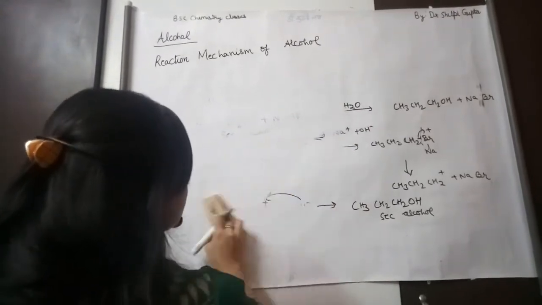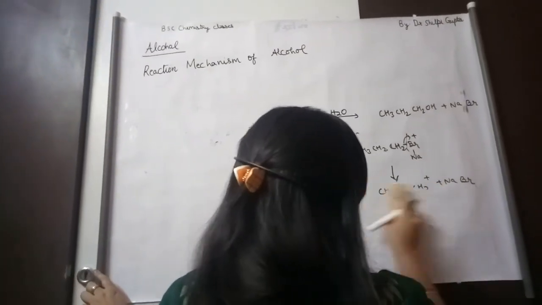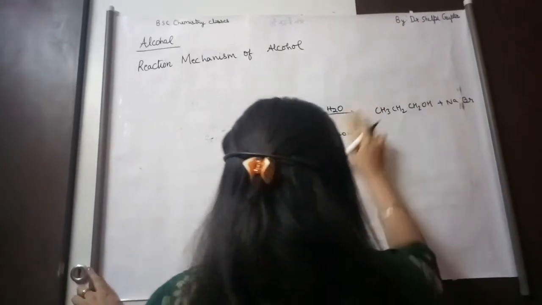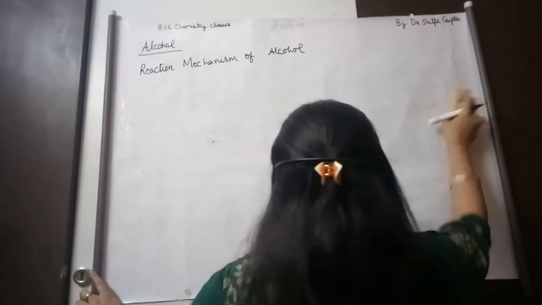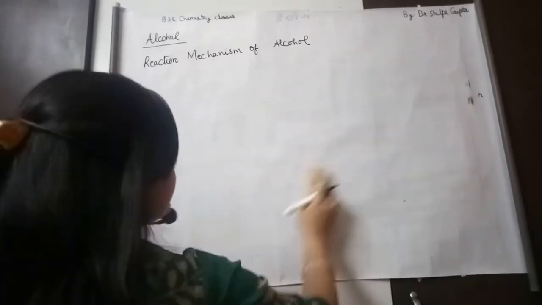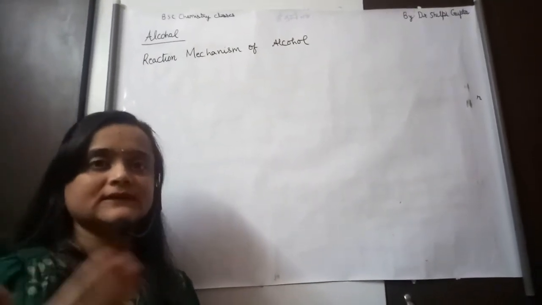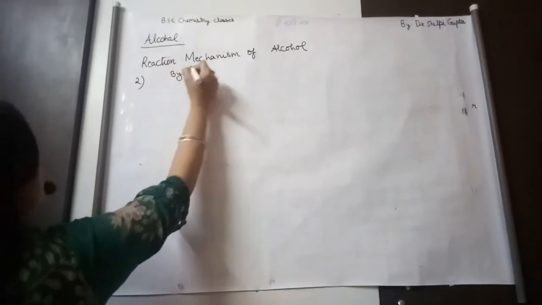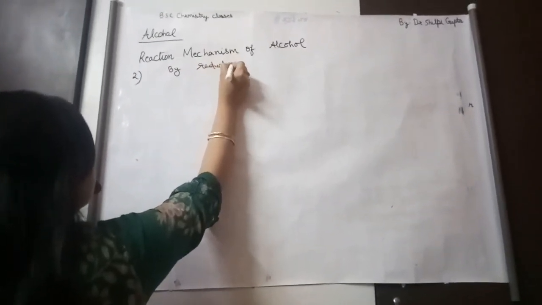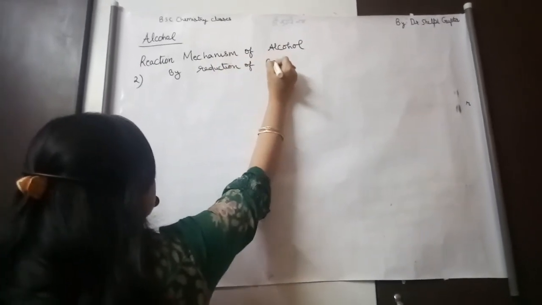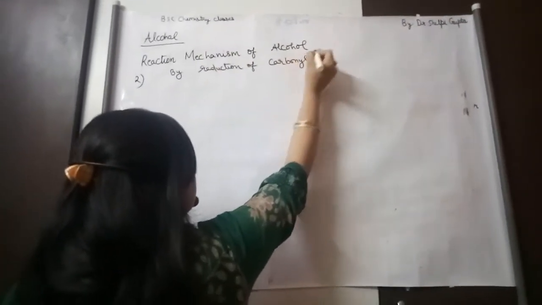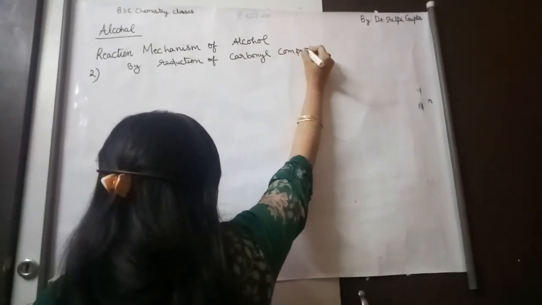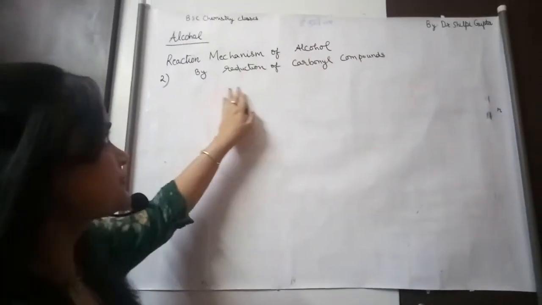Now the second preparation of alcohol. Now we will do the second preparation of alcohol. Okay. There are a number of steps, mechanisms and reactions. So let's start the second reaction. Second is by reduction of carbonyl compounds. Let me tell you some points, then we will continue it in the next video. Okay, reduction of carbonyl compounds.